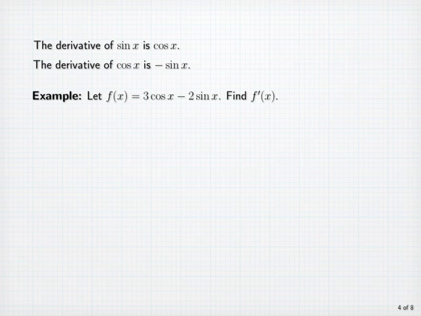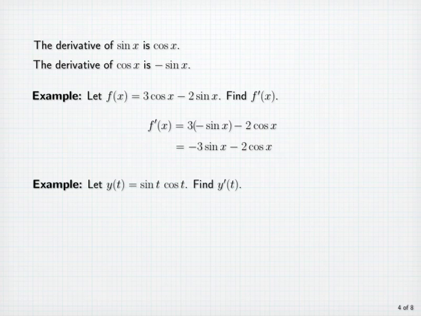Example: let f of x equal 3 times cosine x minus 2 times sine x. Find f prime of x. F prime of x will equal 3 times the derivative of cosine x, which is minus sine x, minus 2 times the derivative of sine x, which is cosine x. And so f prime of x is minus 3 sine x minus 2 cosine x.